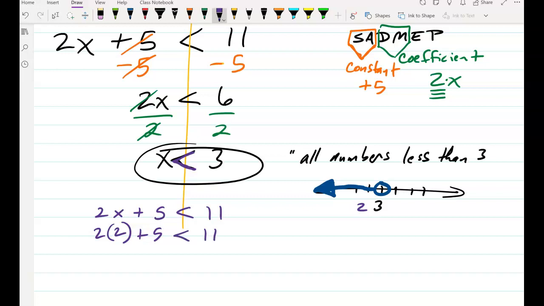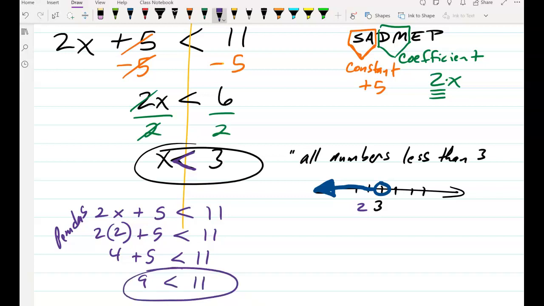Well, let's see. Remember, we have to use PEMDAS to prove. So 2 times 2 is 4, plus the 5 is 4 plus 5 less than 11. Well, 4 plus 5 is 9. 9 is definitely less than 11. So, yeah, we did it. It all checks out. That's what we needed. 9 is less than 11. So our inequality is correct.